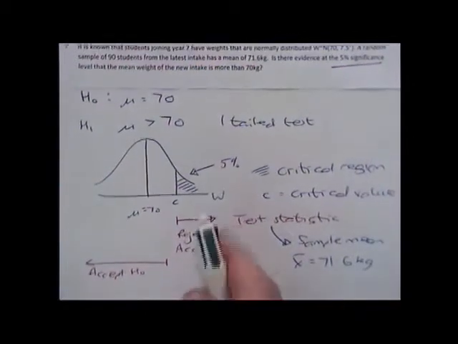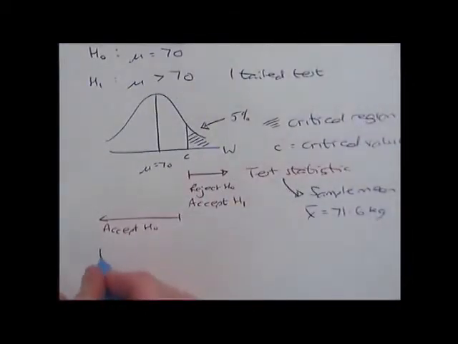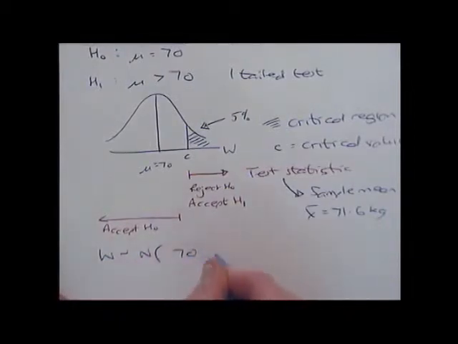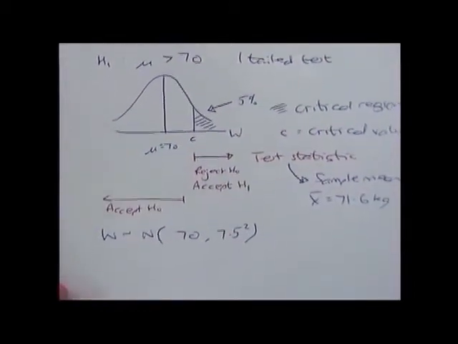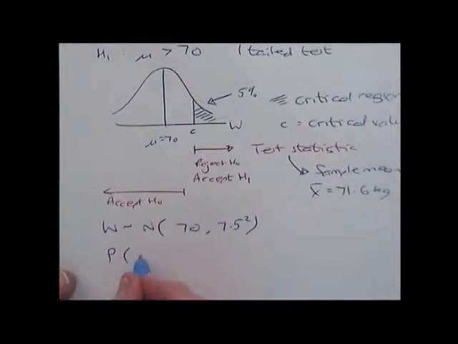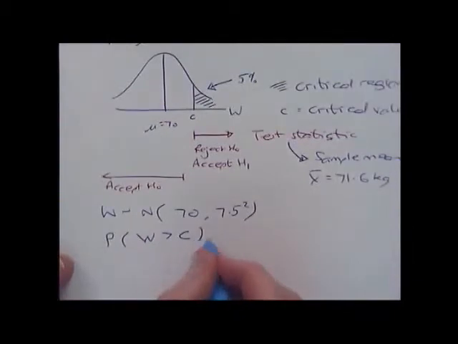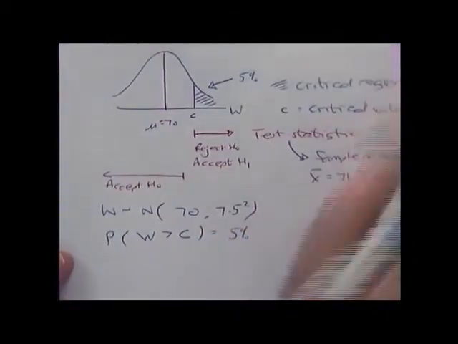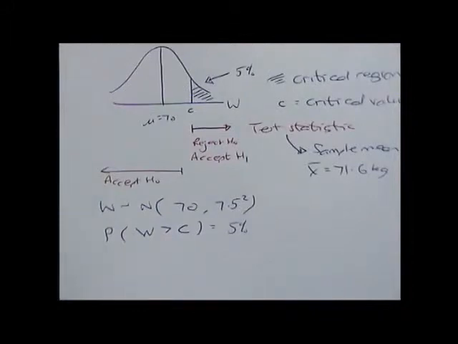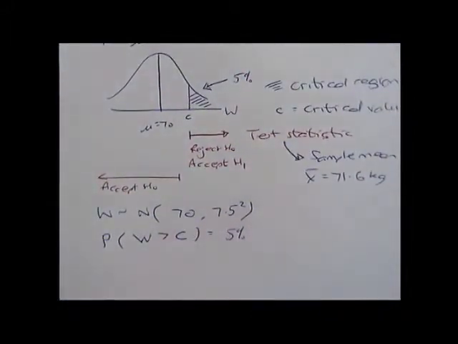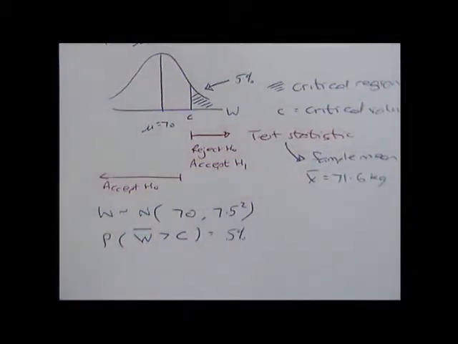Okay? So we know that W is normally distributed with variance 7.5 squared. And I know that the probability of W being above my critical value is going to be 5%. Sorry, I've made a mistake here. That's my W, but I'm interested over here. My test statistic is a sample mean. It's W bar, so I should have put a W bar there. Sorry, a sample mean.